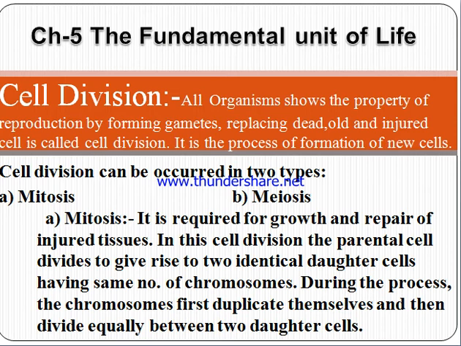Next we come to cell division, in which mitosis and meiosis are present. Mitosis is required for the growth and repair of injured tissues. In this cell division, a parental cell gives rise to two identical daughter cells having the same number of chromosomes. If the same number of chromosomes is present, then it is known as mitosis, for growth and repair, to prepare an identical copy. In it, chromosomes duplicate themselves, then divide.